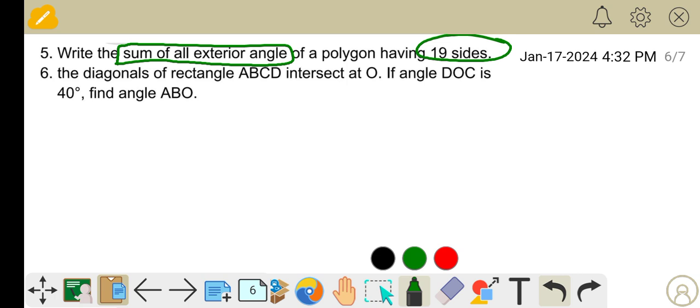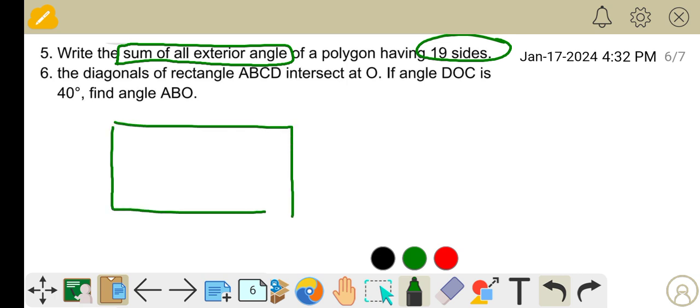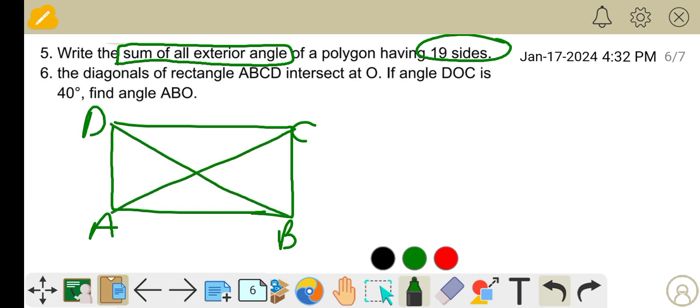Question 6: the diagonals of rectangle ABCD intersect at O. A, B, C, D, diagonals are intersecting at O. If angle DOC is equal to 40°, then find ABO. ABO, this point is O, it means this angle has been required.